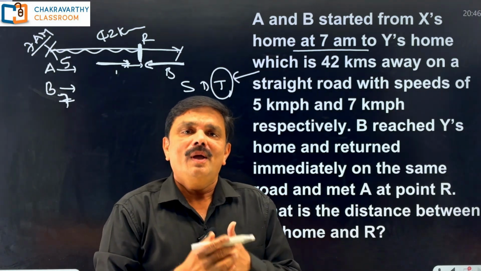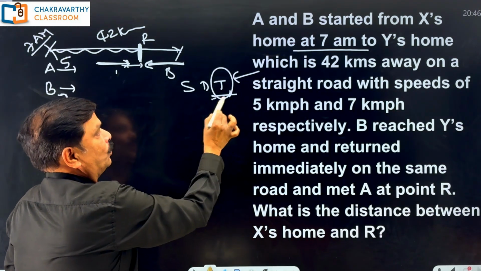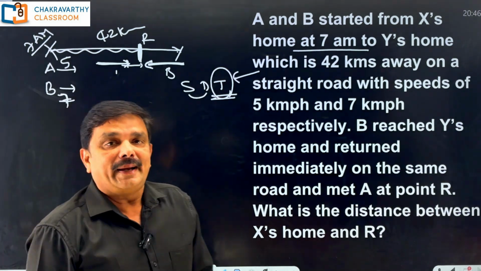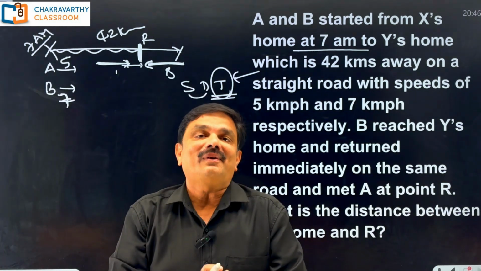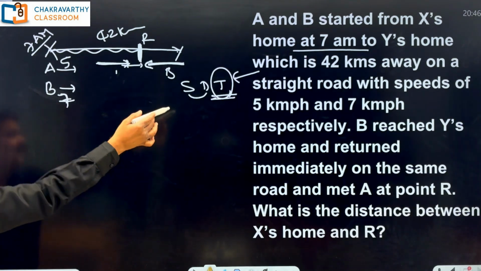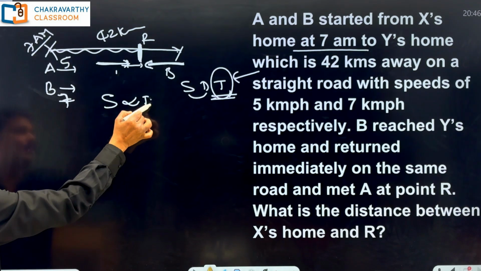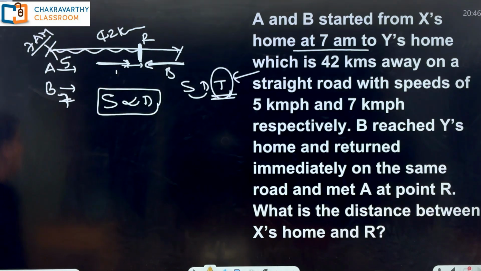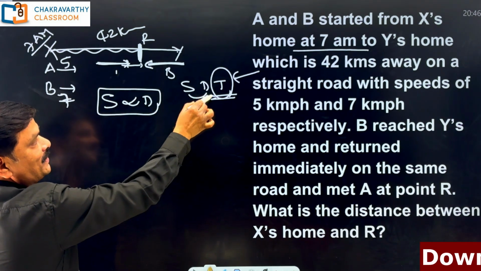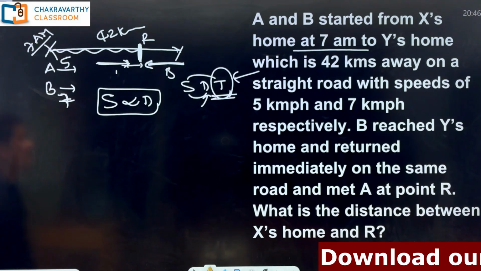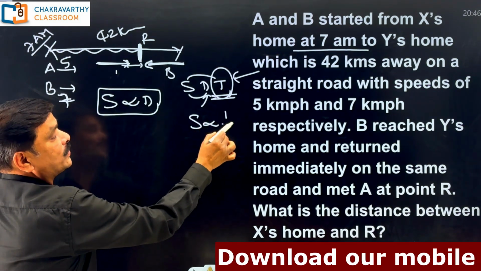You know the shortcut now. When time is constant, you know the relationship between speed and distance. I'm going to use that shortcut. When time is constant, what's the relationship between speed and distance? Obviously, speed is directly proportional to distance. Simple, right? If distance is constant, what's the relationship between time and speed? Speed is inversely proportional to time.